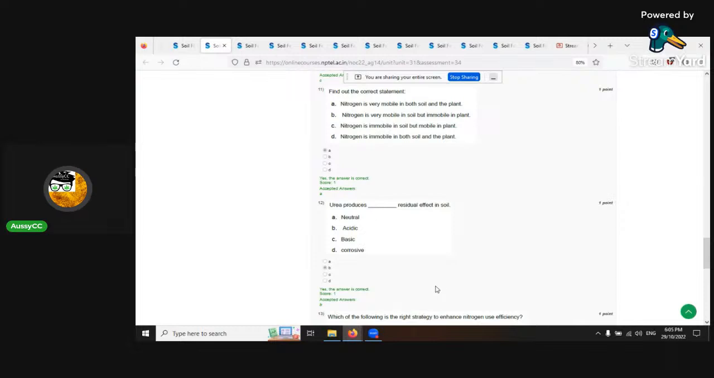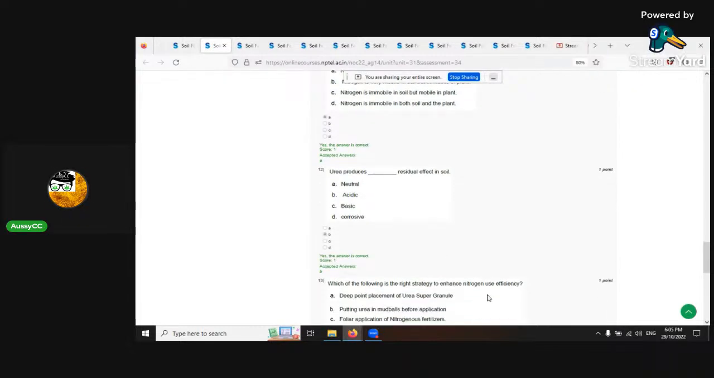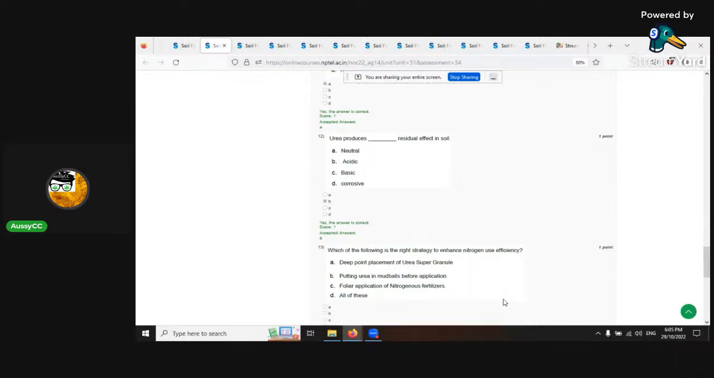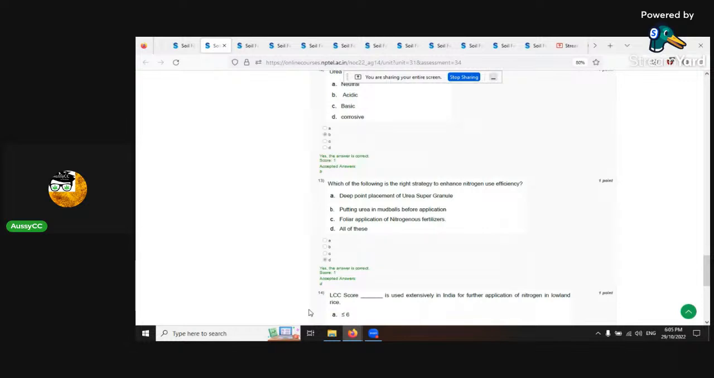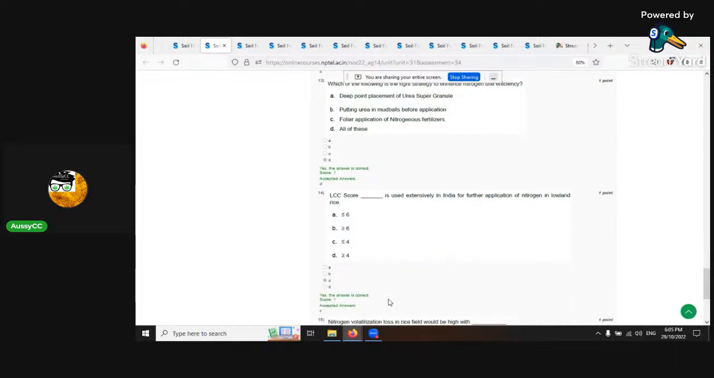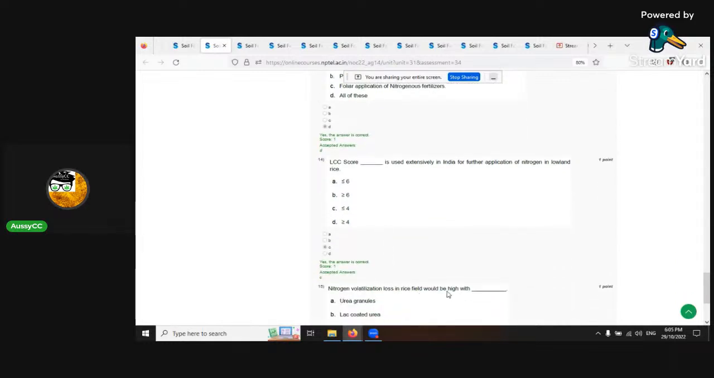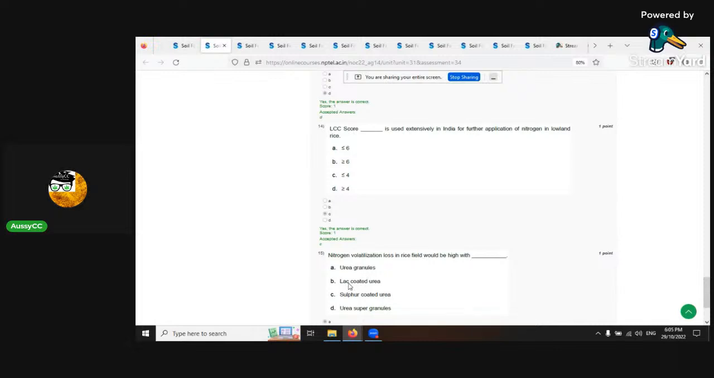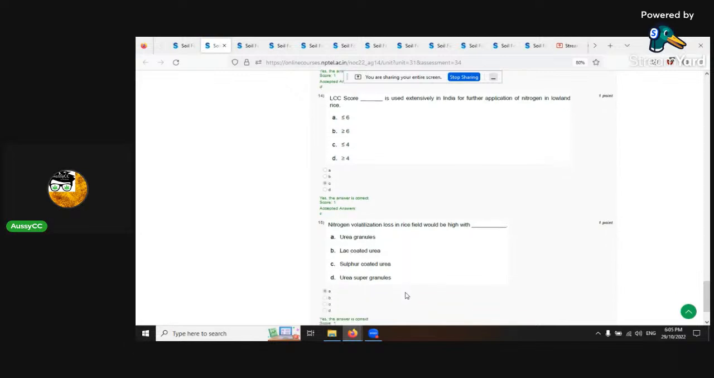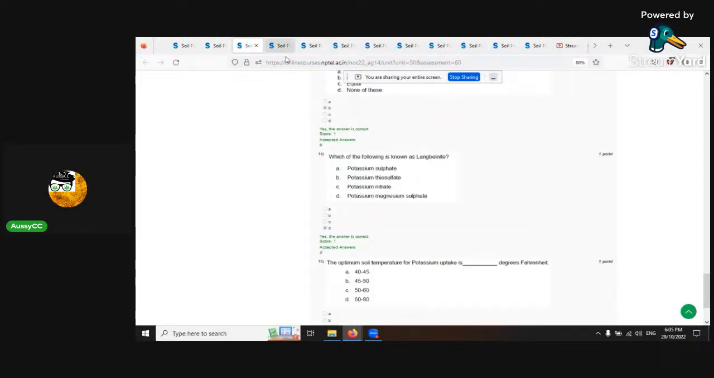Which of the following is the right strategy to enhance nitrogen use efficiency? Well, you want to definitely put it deep. You want to mud ball it, and foliar is rad too. So it's got to be all of them. The LCC score of under 4 is usually used for nitrogen in rice, so C. Nitrogen volatilization loss would be high with urea granules, yes, because they're all coated, so that slows down the release.